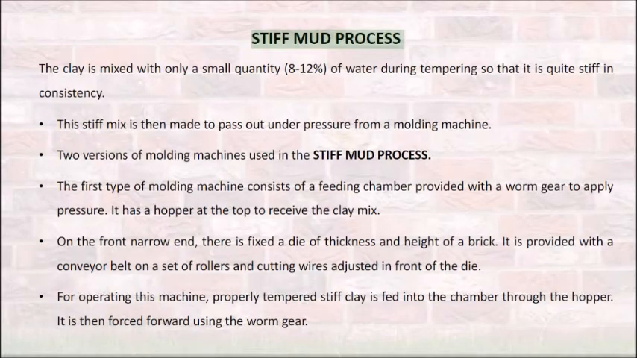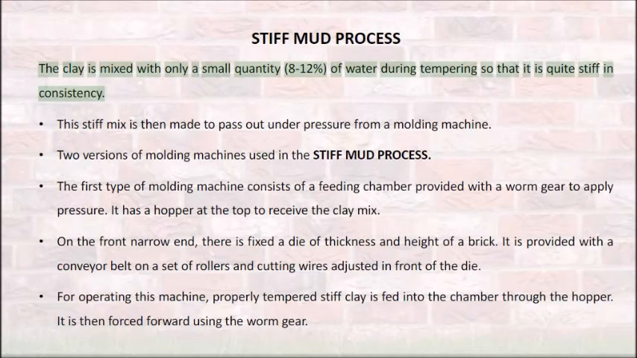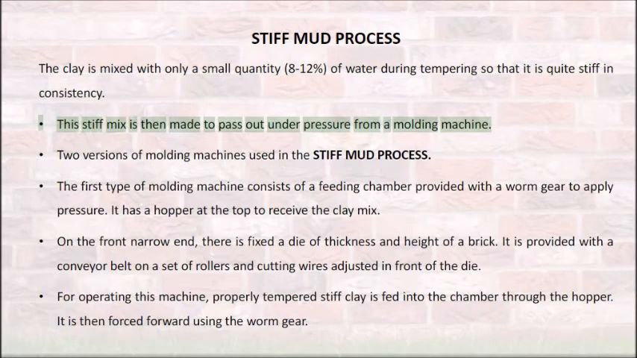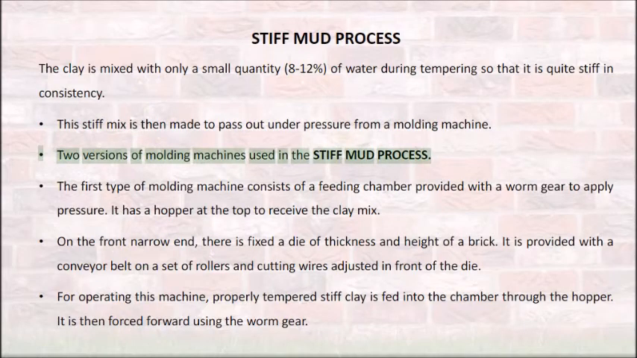Stiff mud process. The clay is mixed with only a small quantity, 8 to 12%, of water during tempering so that it is quite stiff in consistency. This stiff mix is then made to pass out under pressure from a molding machine. Two versions of molding machines are used in the stiff mud process.